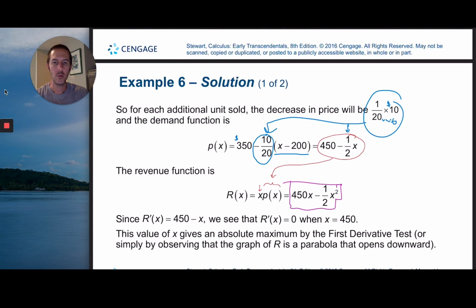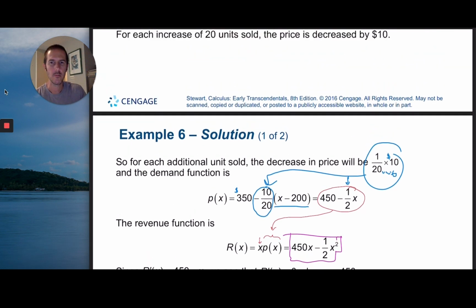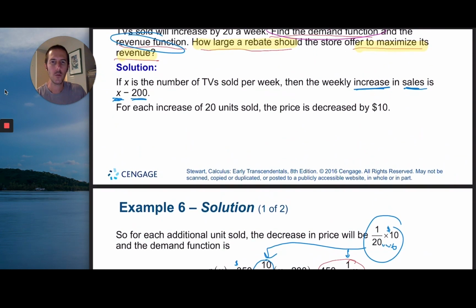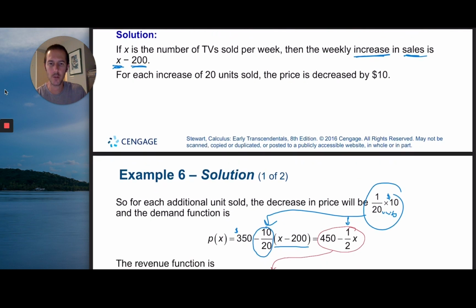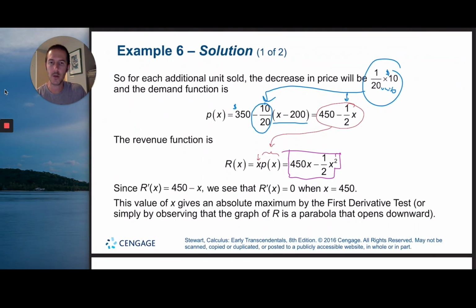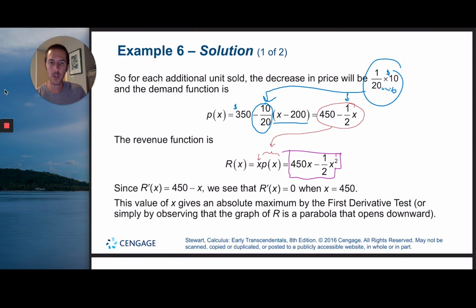Finally, let's double check on the question. In order to determine how large of a rebate we should offer in order to maximize revenue. If you want to maximize revenue, you better have yourself a revenue equation. And we do. R of X equals 450X minus 1/2 X squared. In order to maximize that, we're going to take the first derivative. There it is. We're going to set it equal to 0. And we'll get a solution of 450.